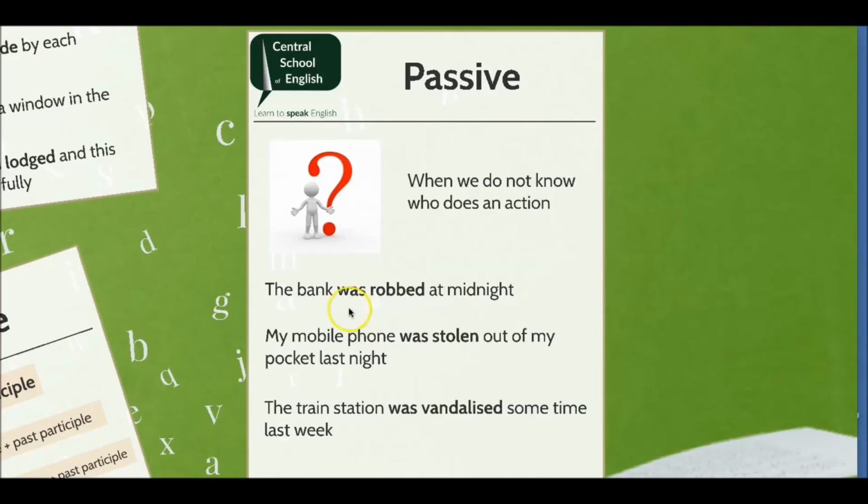My mobile phone was stolen out of my pocket last night. In this sentence, the speaker uses the passive as they do not know who stole their mobile phone last night. The train station was vandalized sometime last week. The speaker uses the passive as it is not known who vandalized the train station.